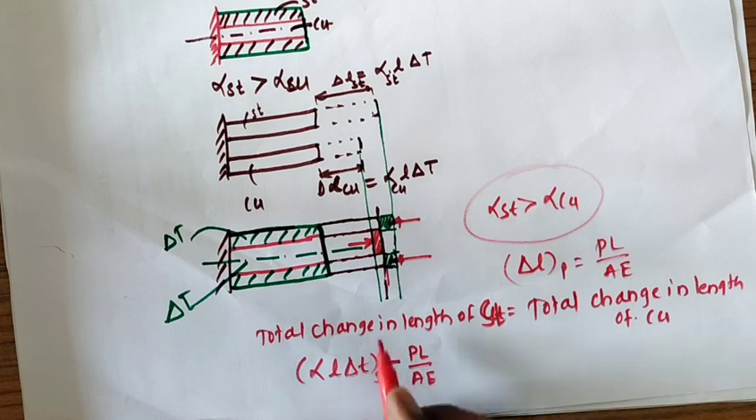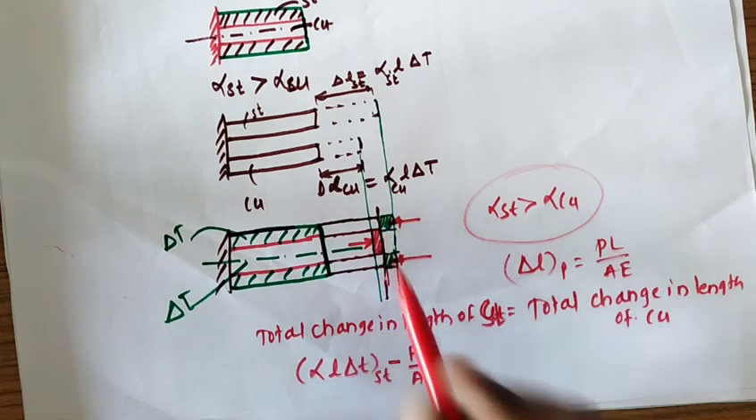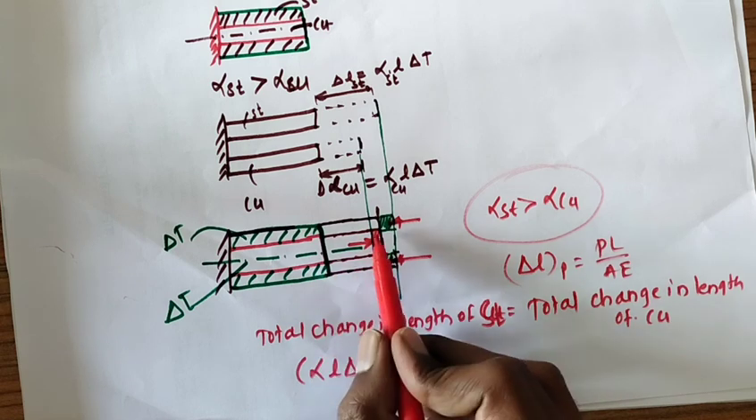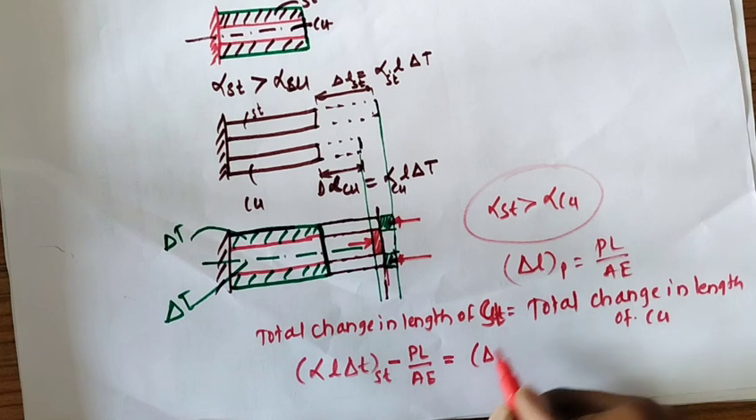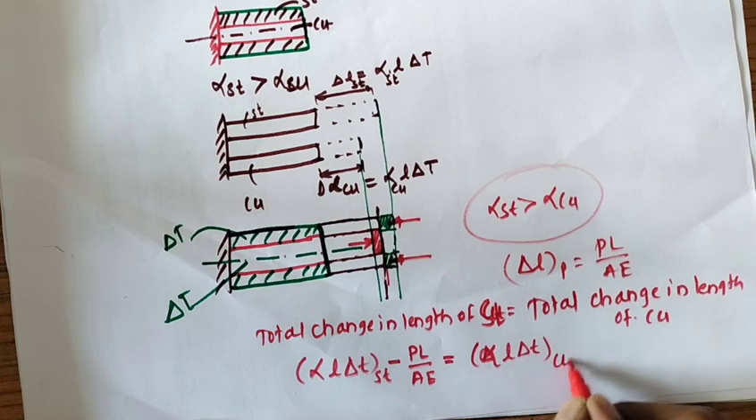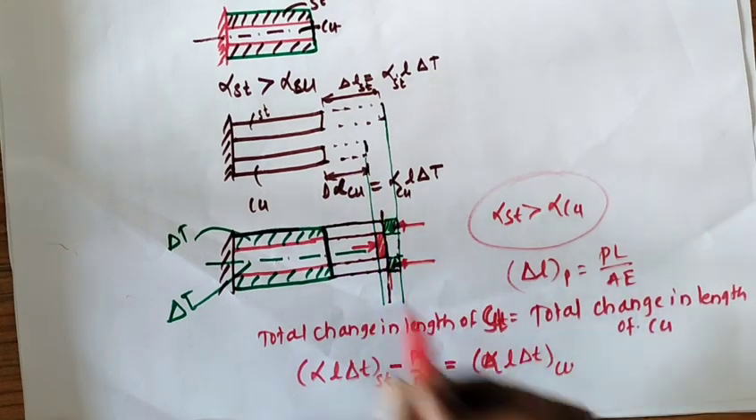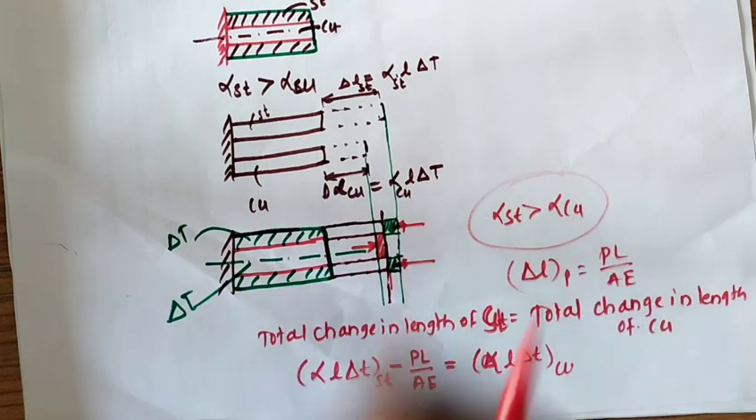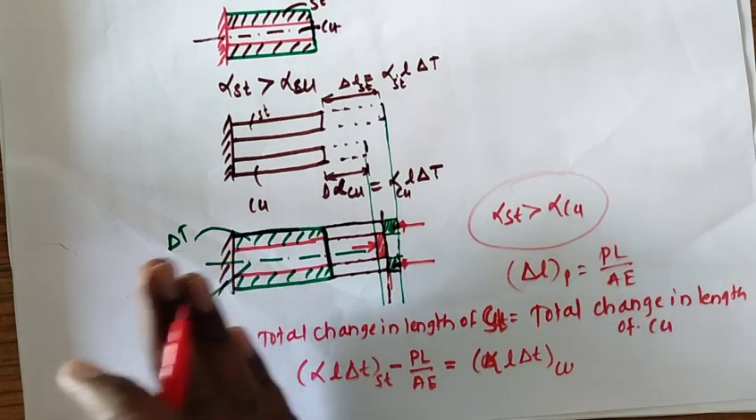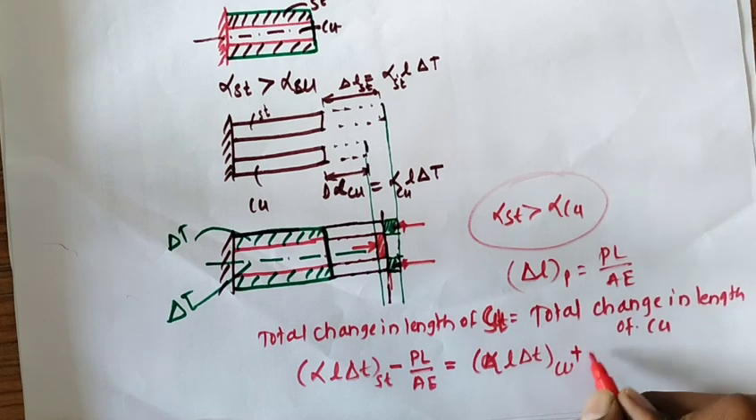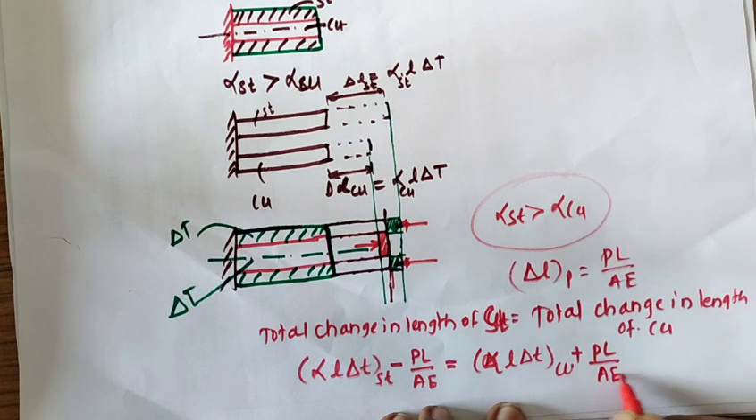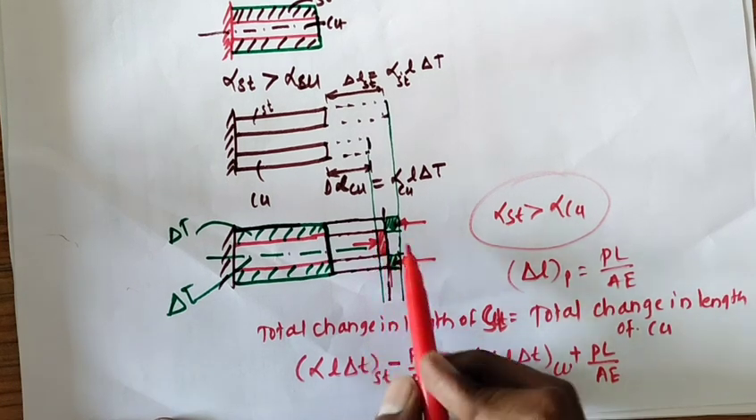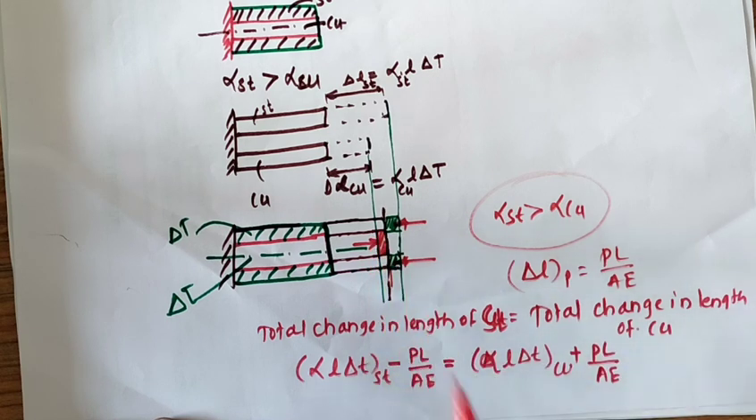Okay. So what happened in steel? It is a reduction. While in copper, free expansion is up to here. So what can we write here? Delta L is equal to alpha L delta T of copper, but it is added. Due to this force, there is a pull force, so it will extend it. So we can write plus PL upon AE, because there is tension in copper. You can observe here this much amount is added to the actual expansion.